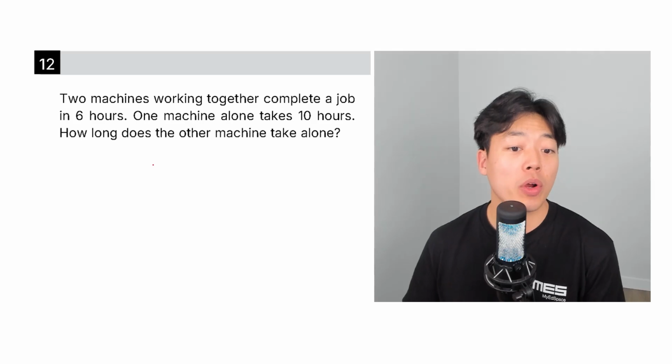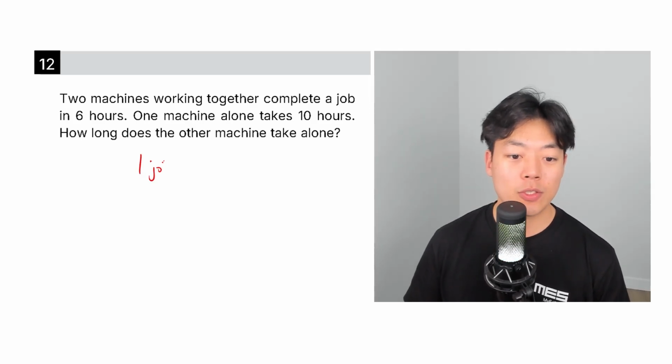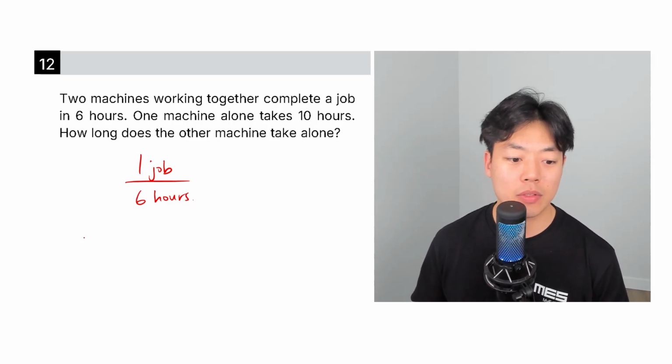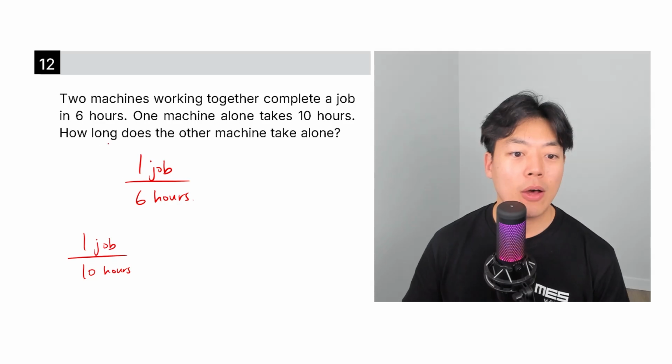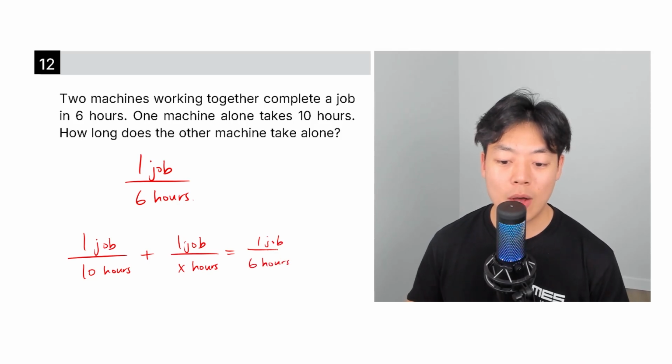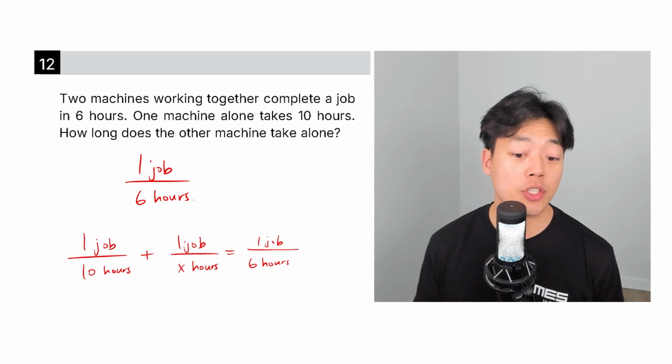So these 2 machines working together finish one job in 6 hours. One machine alone takes 10 hours. So one machine alone for the entire job takes 10 hours. How long does the other machine take alone? So one job, the same job, how long does the other machine take? But together, they take 6 hours for the job. This is how we want to think about it, as ratios.